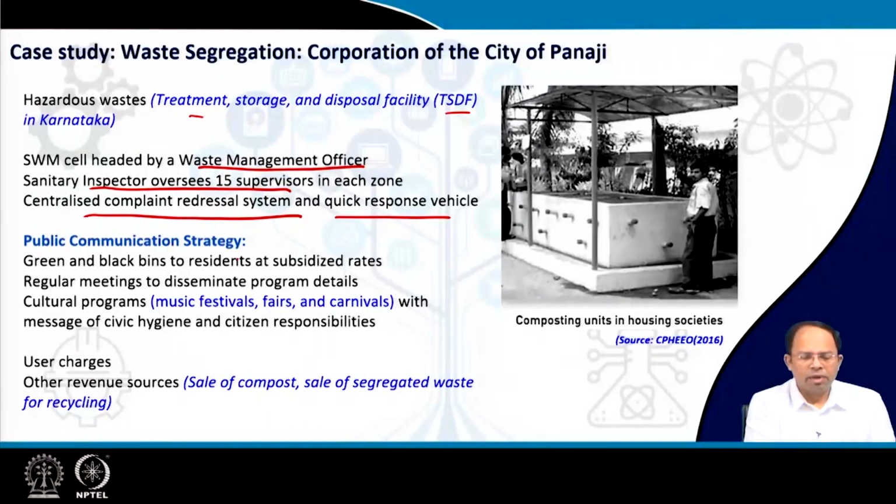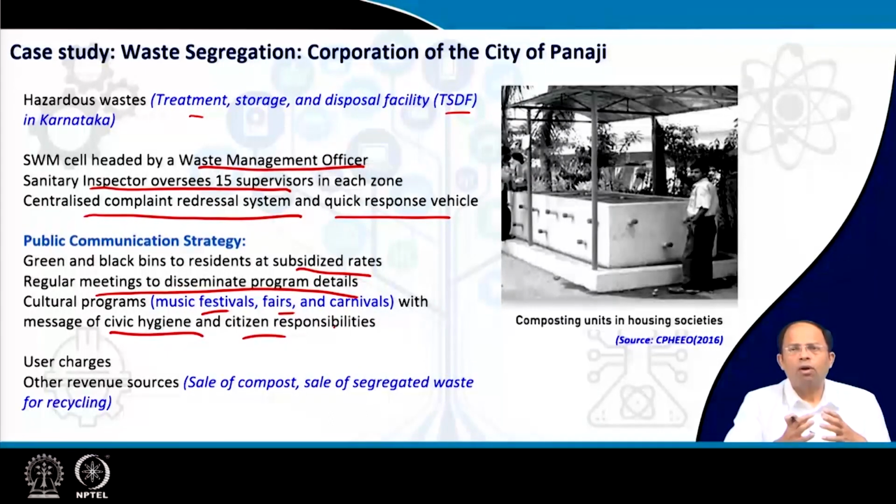Public communication strategy: green and black bins were provided to the residents at a subsidized rate so that they can do initial segregation. And then for bulk generators, it was further segregated into other categories as well. Regular meetings were held to disseminate program details. Cultural programs were conducted, like music festivals, fairs and carnivals, with messages on civic hygiene and citizen responsibilities. So overall, you cannot just ask people to segregate. You have to design systems, you have to promote, you have to create awareness campaigns, you have to make people participate in your programs. Only then would it be successful.